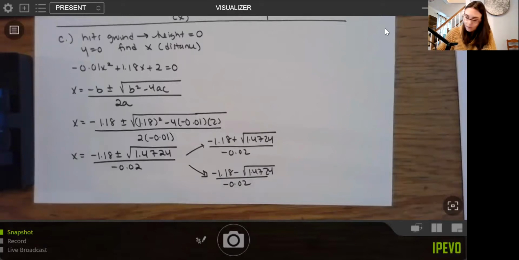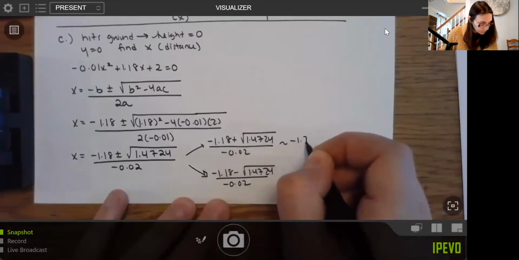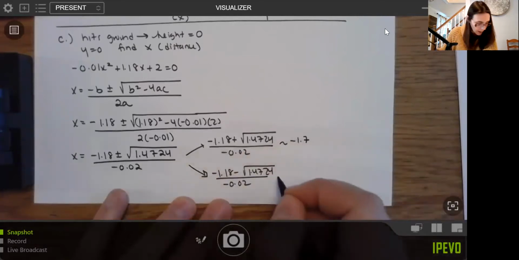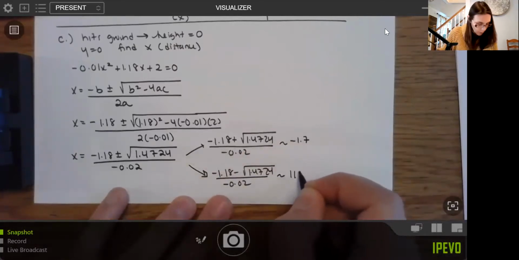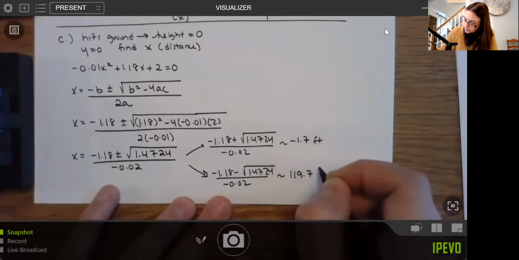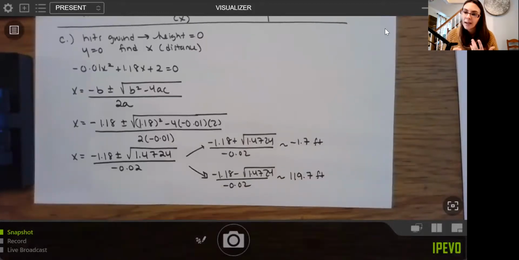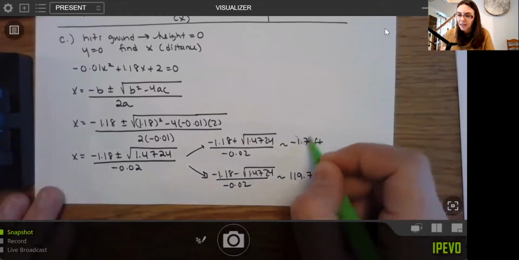So for the first one, if you use your calculator, you get about negative 1.7. And for the second one, you get about 119.7. And remember, these are in feet. So this is one of those examples where you do have two x-intercepts, but because it's an application problem, this first one here doesn't really make much sense, right?